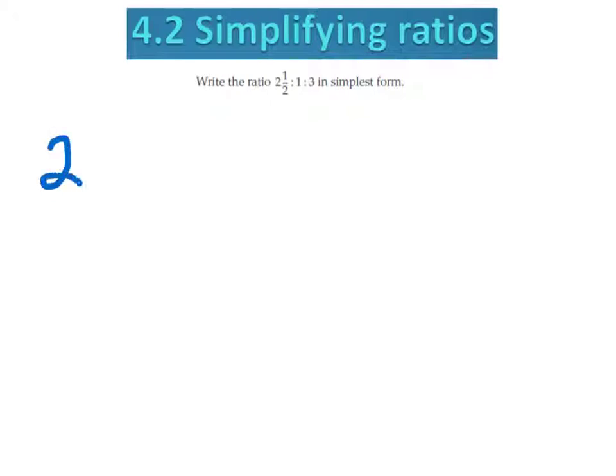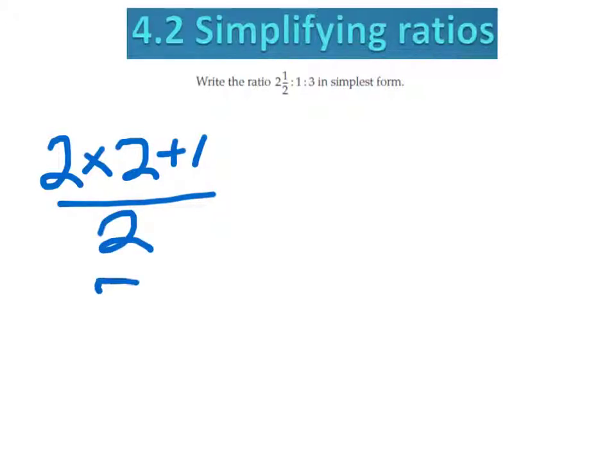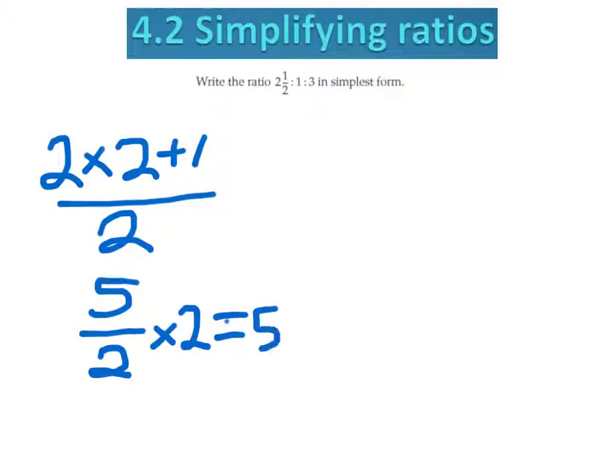Okay, so if I go 2 times 2 plus 1 over 2, that gives us 5 over 2 as our new fraction. Now I have to work out what I need to times it by to make it just a whole number. In this instance, because my base is 2, I can just times it by 2, which gives me an answer of 5. And if you do that, what you need to do to these other two numbers is also times them by 2 as well.